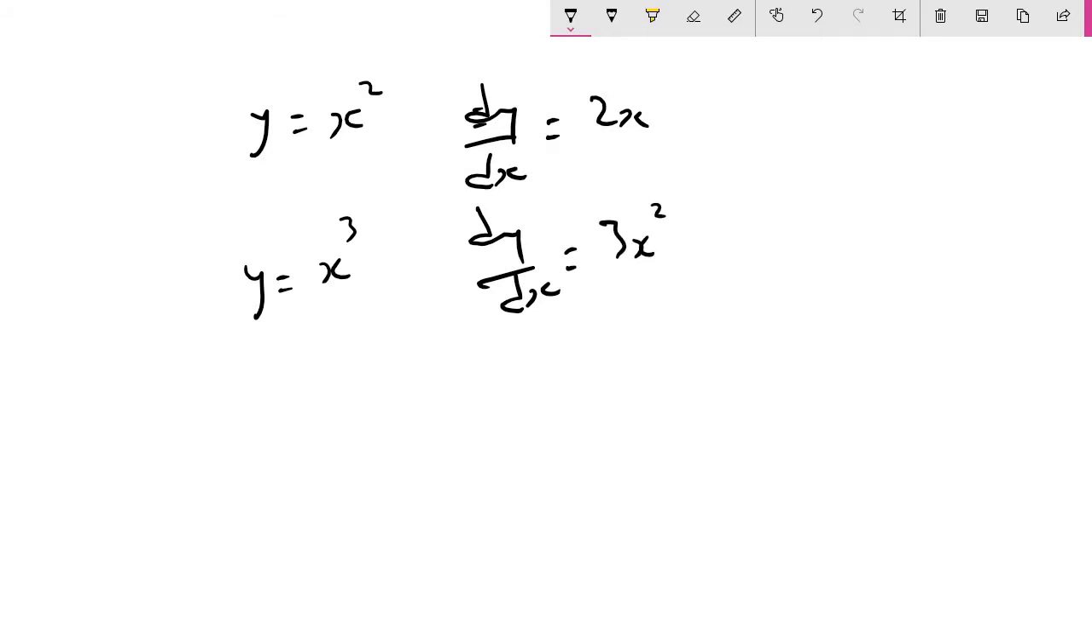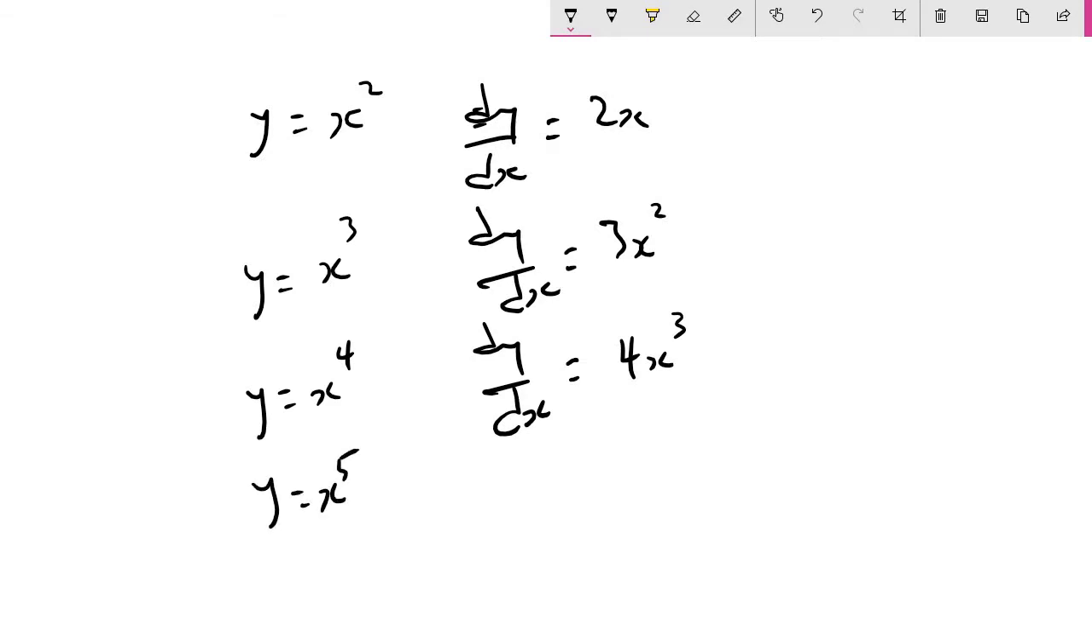Now you're probably wondering, how am I getting this? Just watch closely. y is equal to x to the 4th, dy/dx is equal to 4x cubed. Now you're seeing the pattern, right? When y is equal to x to the 5, dy/dx is equal to 5x to the 4th. You see the pattern now, don't you?